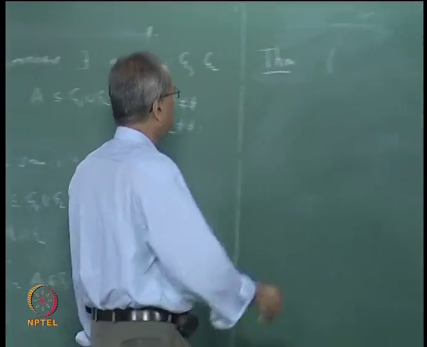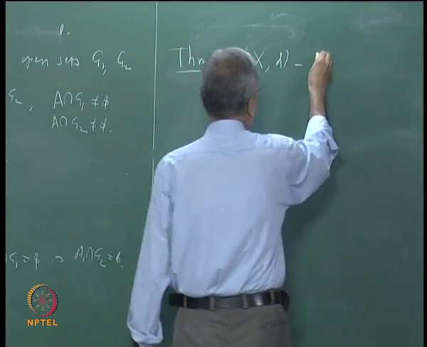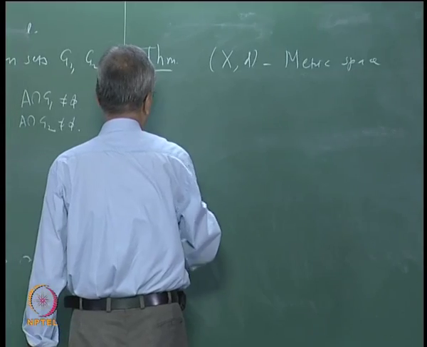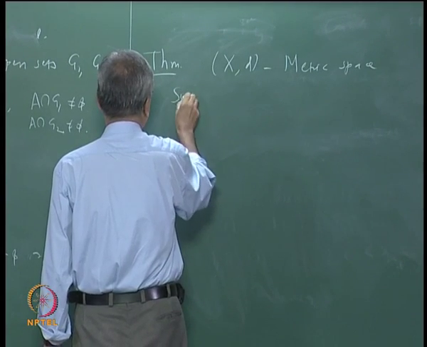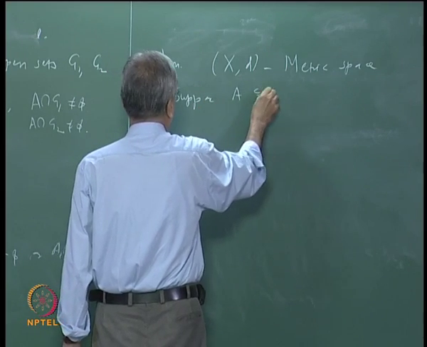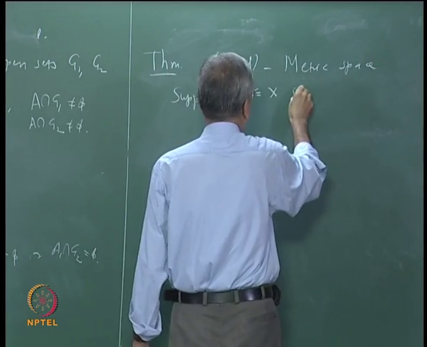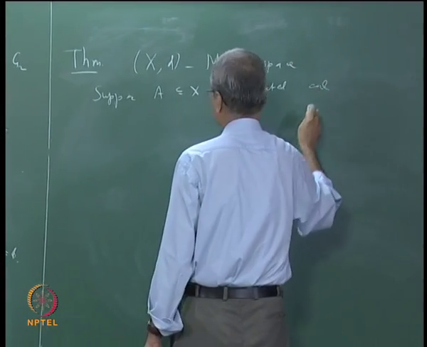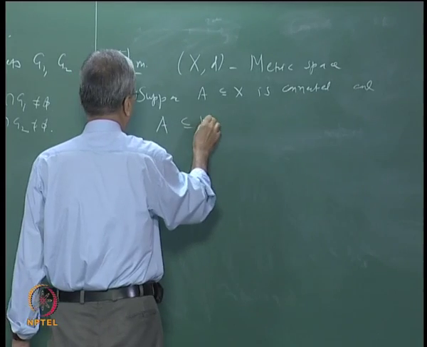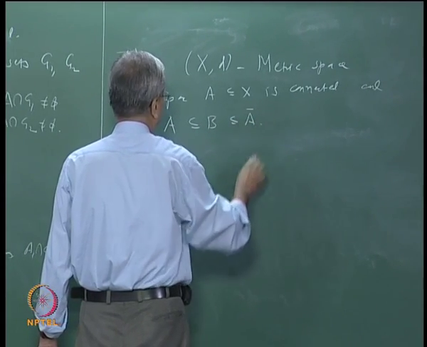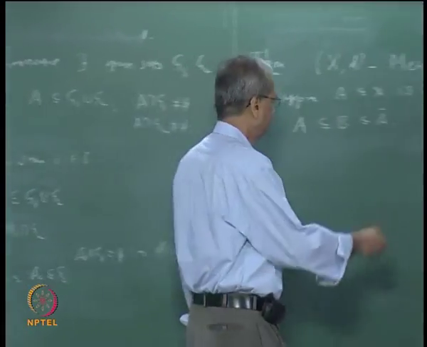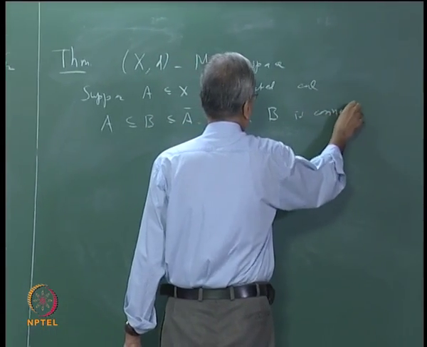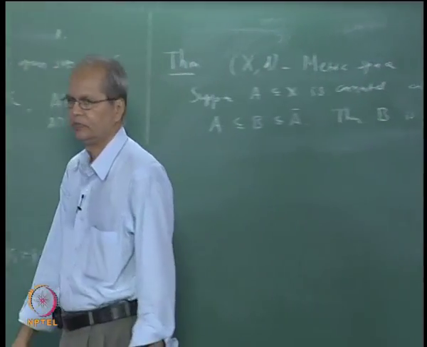So again let us say X is a metric space, and suppose A contained in X is connected and there is another set B such that A is contained in B and B is contained in A closure, then B is connected.